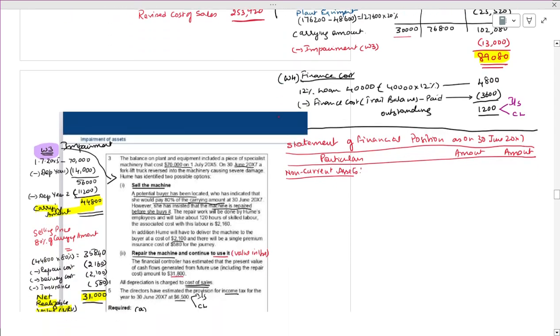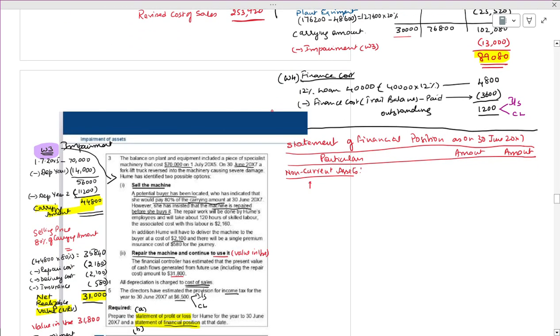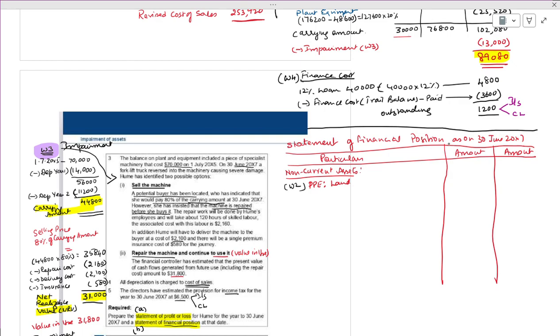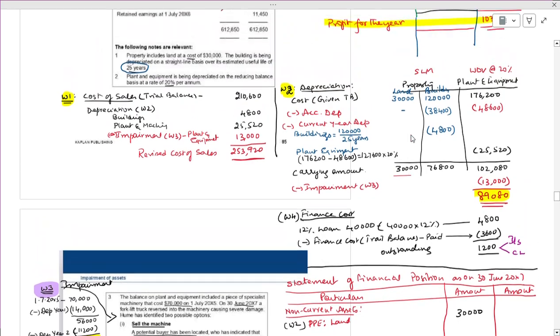Now first write property, plant and equipment, land. Write separately, nothing will happen. Write separately so that clarity will be there. How much is the land? Take working two, from where we are getting it. How much is the land, my dear? 30,000. Okay, write separately.